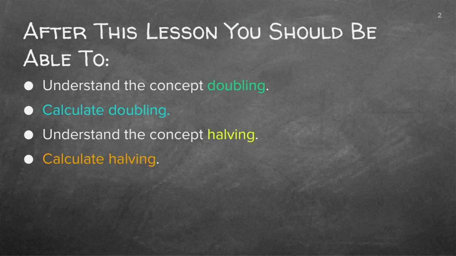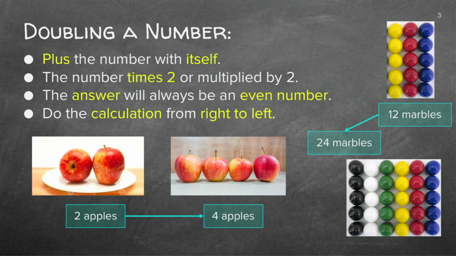Sorry about that, halving. Here you will see doubling a number means I am plussing the number with itself. For example, when I tell you to double the number 10, you can say 10 plus 10. It also means multiplying the number by 2. So you can also say 10 times 2. So 10 plus 10 will give you 20 and 10 times 2 will give you 20. Here I say to you on the screen, the answer will always be an even number.